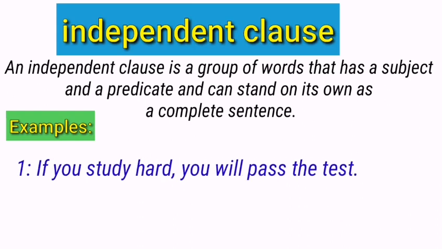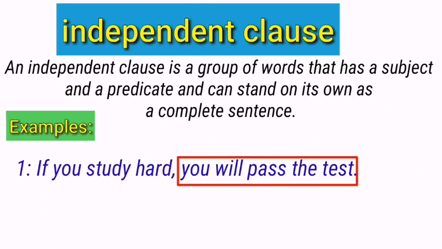If you study hard, you will pass the test. Look at this sentence. It has two clauses. The first one is, if you study hard, and this one is a dependent clause. And the next one is, you will pass the test, this one is an independent clause. The question is, how? So, the answer is simple, because it can stand alone as a sentence, and it has its own subject and a verb. And it is also a group of words.